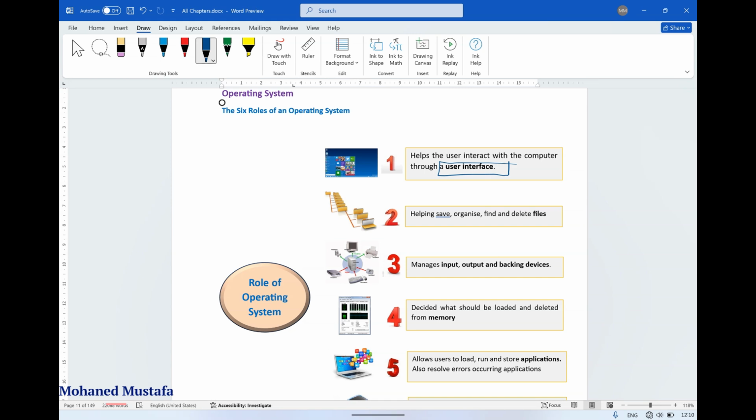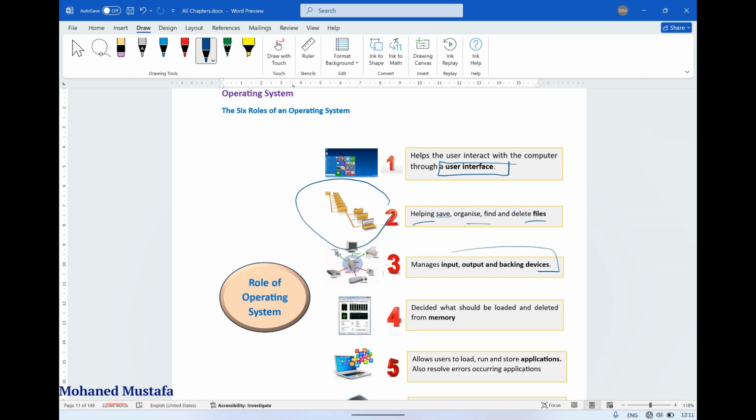What next? It allows you to do what? Save, organize, and delete files. Right-click, copy, right-click, for example, paste. Right-click, delete, right-click, undo, redo. Put files in different folders. Name the folders, name the subfolders. One folder for my music, one folder for my pictures, one folder for this subject, you get it? You can organize. Who will allow you to do this? The operating system.